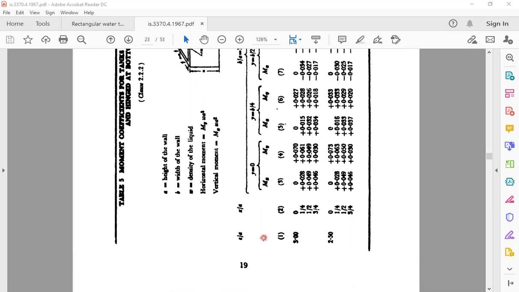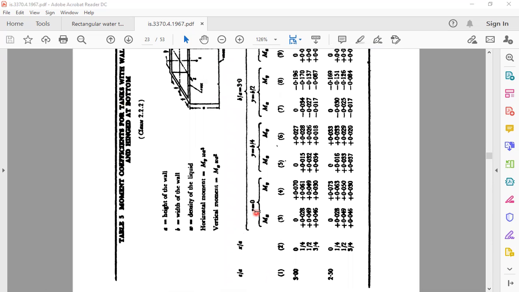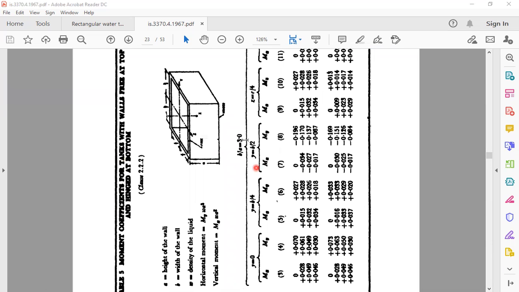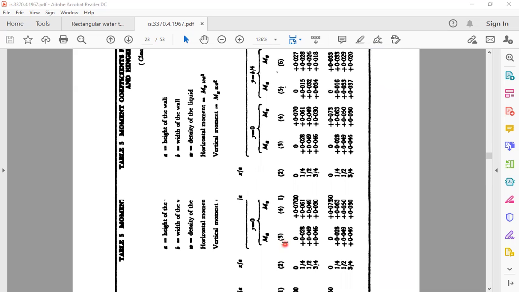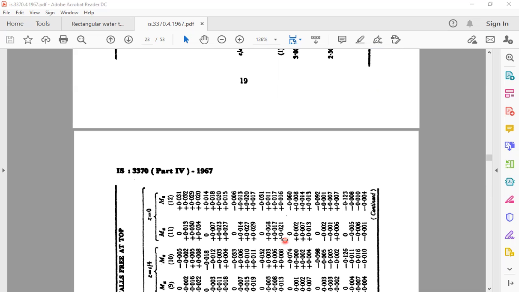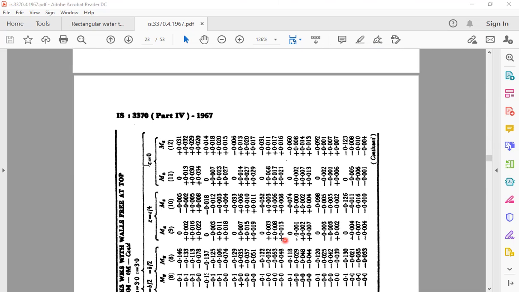And the same thing, there is not much difference here. So again it is B by A, X by A. And again for the value of B by A, whether it is 3 to 2.5, for the different values we have these tables. So we'll see this. This is the table for B by A equal to 3.